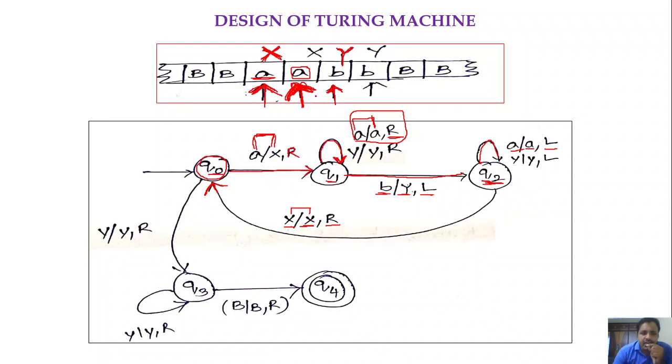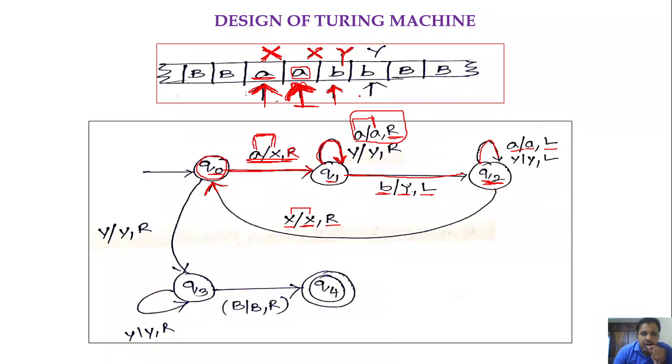So here what will happen? The head is pointing to the second A now in Q0. Then that A will be replaced with X and the head will move towards right. See here, in Q0 A will be replaced with X and the head will move towards right. And moreover, we move from state Q0 to Q1.